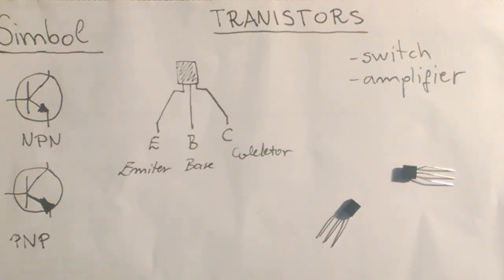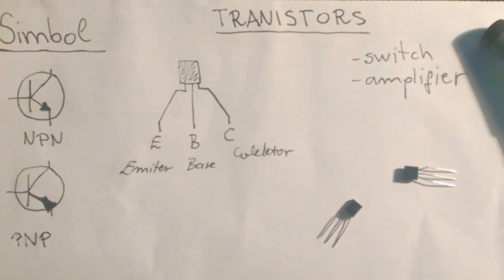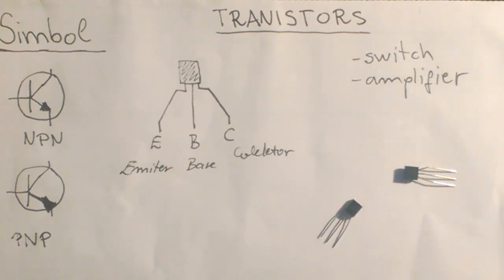So let's talk about transistors. A transistor is a semiconductor device. It is usually made of silicon. It can be used as a switch or as an amplifier, so it can also amplify signals.